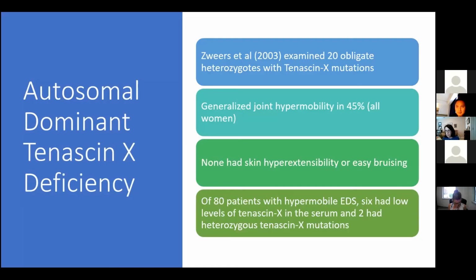So I think this is an area, tenascin X is a very difficult gene to analyze in the laboratory because there are pseudogenes for tenascin X, and it's in a region that's hard to sequence. So we may yet find that there are more patients with heterozygous tenascin X variants in that hypermobile EDS population.